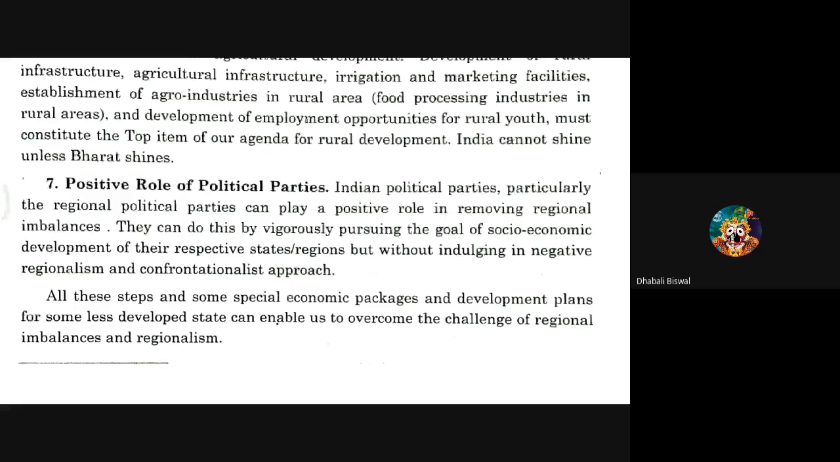So the political party can do this by variously pursuing the goal of socio-economic development. But again, I am telling that the Indian political parties, particularly the regional parties, can play a positive role in removing regional imbalances. They can do this by variously pursuing the goal of socio-economic development of their respective states or regions, but without indulging in negative regionalism and a confrontationalist approach.